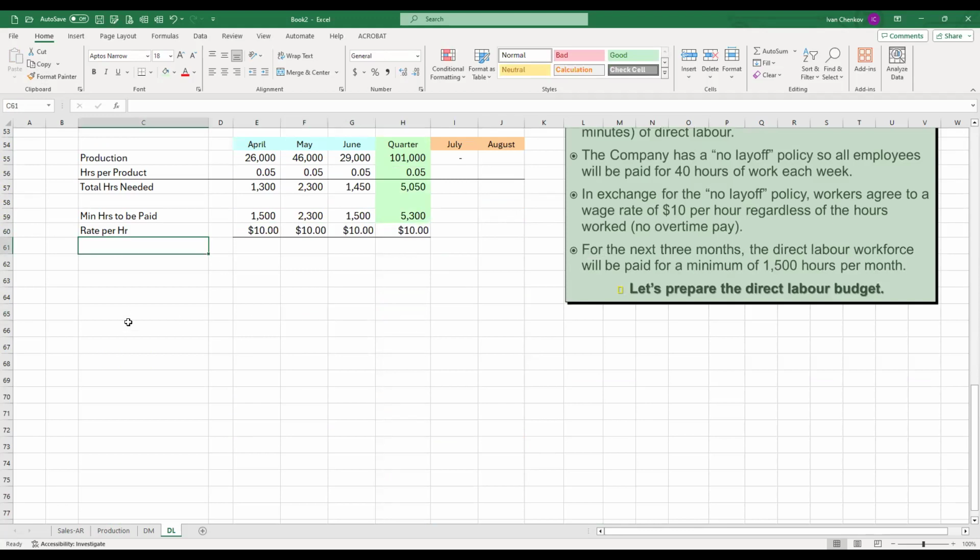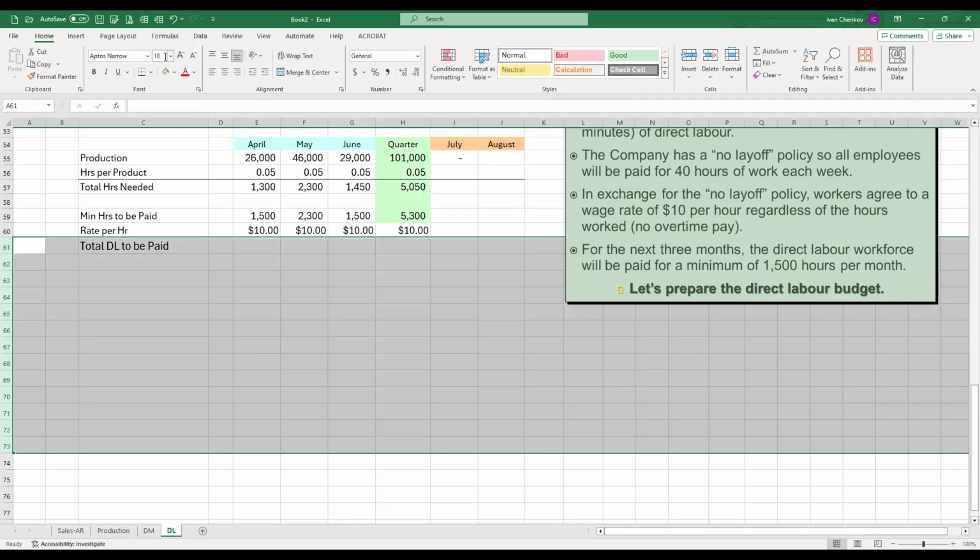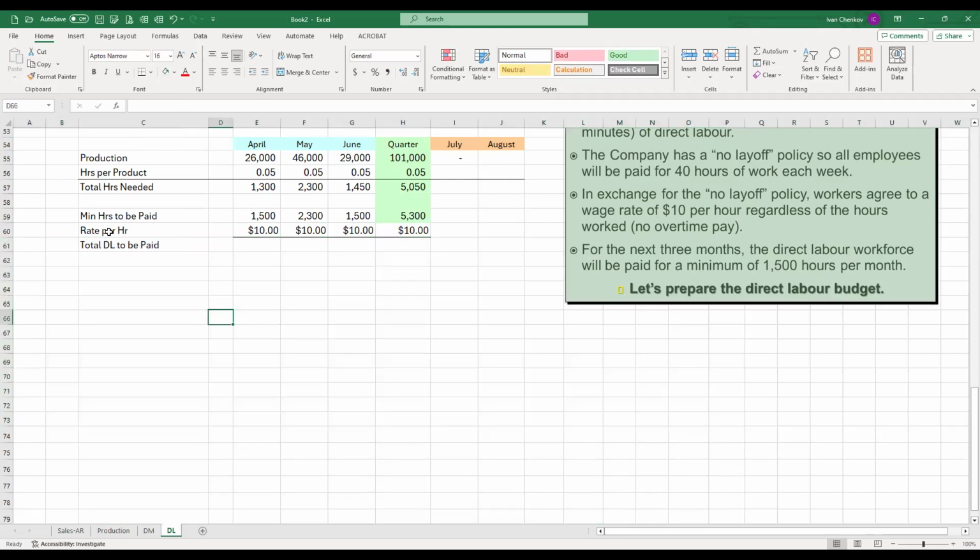So how much is our total direct labor to be paid? How much in total we need to pay? In April, we need to pay 15,000. In May, we need to pay 23,000, and in June, we need to pay 15,000. In total, we need to pay $53,000. Make sense?